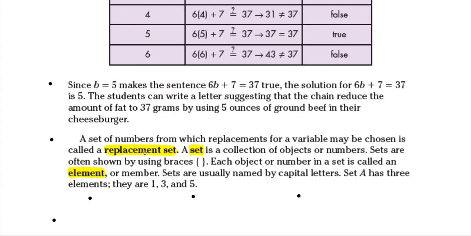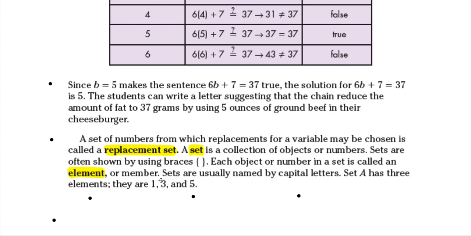A set of numbers from which replacements for variables may be chosen is called a replacement set. Definition of a set: it is a collection of objects or numbers. Sets are often shown using braces. Each object or number in a set is called an element of the set. Sets are usually named by capital letters.